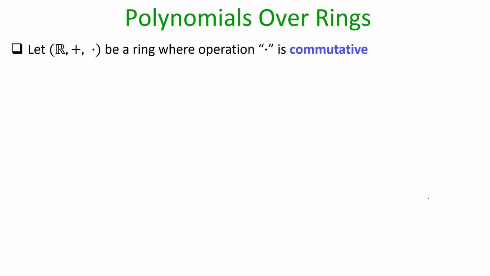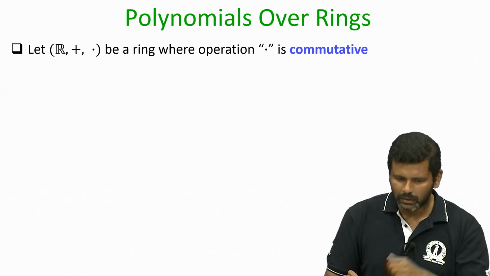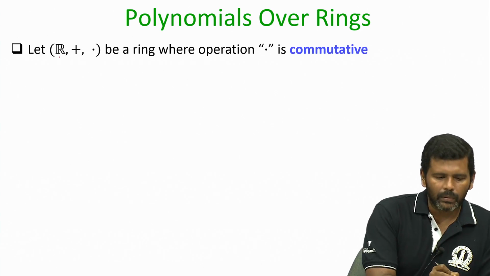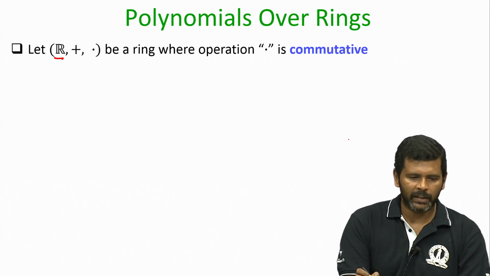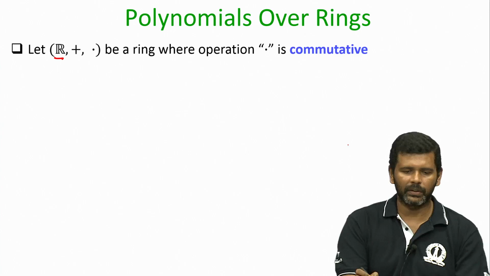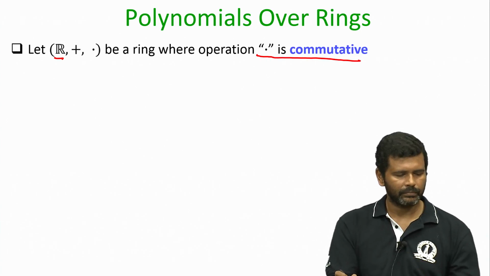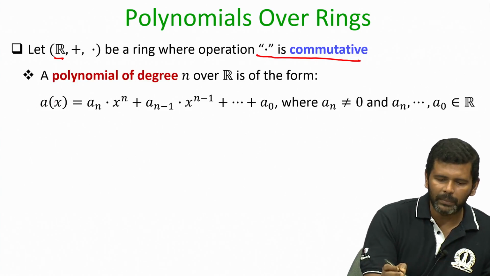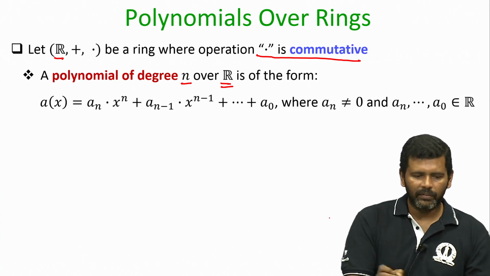Now, the next thing that we want to discuss here is polynomials over rings, which is a very important concept used in computer science. So, imagine you are given a ring with some abstract plus and abstract dot operation, and imagine that your dot operation is commutative. Now, if I want to define a polynomial of degree n over this ring R, it will be of this form.